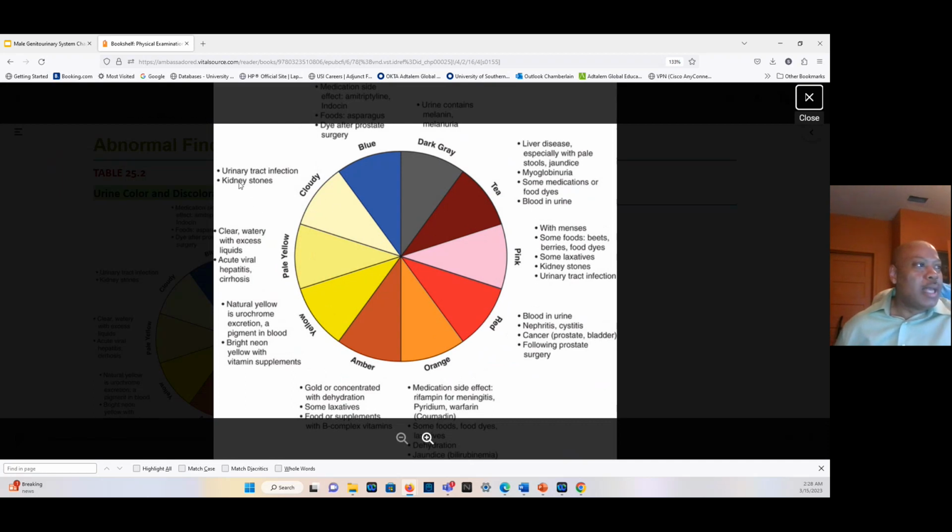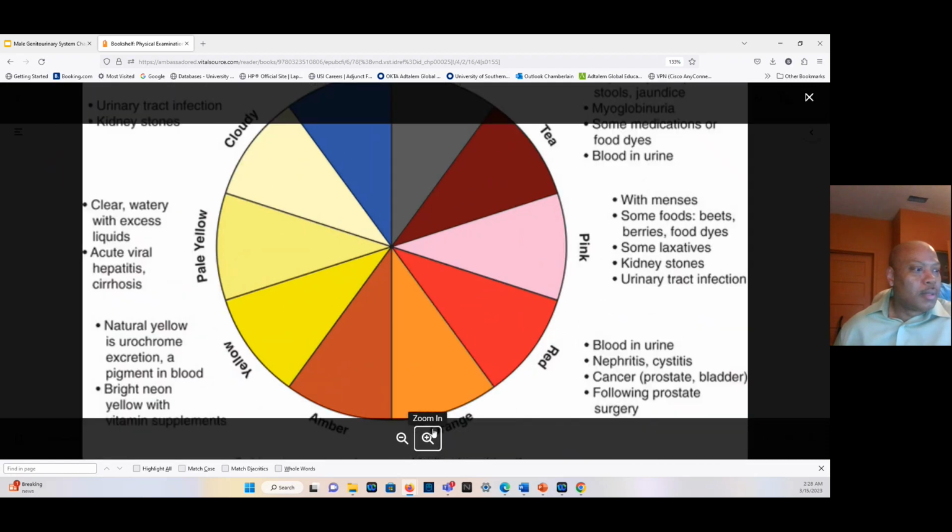So if it's cloudy, it can be urinary tract infection. It could be kidney stones. If it is pale yellow, clear, watery, it can be with excess liquids, or it could be acute viral hepatitis or cirrhosis, right? So just take a look at this. Take a look at this one.